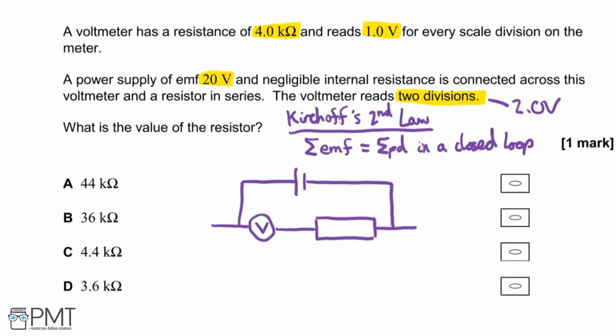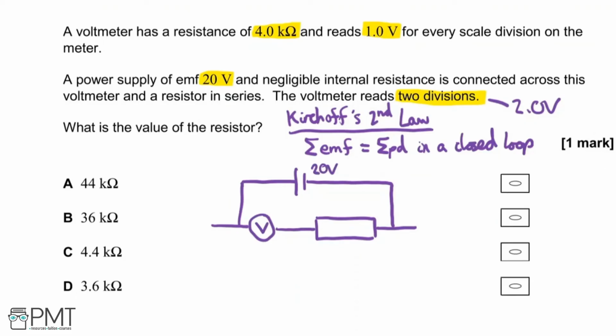Obviously, that's heavily abbreviated, but the sum of the EMFs in a closed loop is going to be equal to the sum of the PDs in a closed loop, EMF being electromotive force and PD being potential difference. So actually, the value of the resistor we can calculate using the voltages in this loop. The voltmeter reading is going to be the difference between the EMF of the cell and the potential difference across the resistor. So let's start writing down some values.